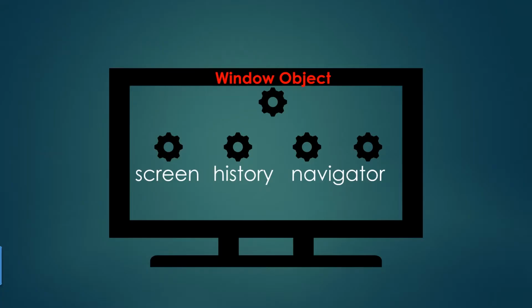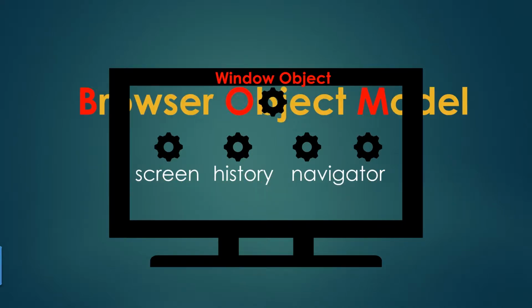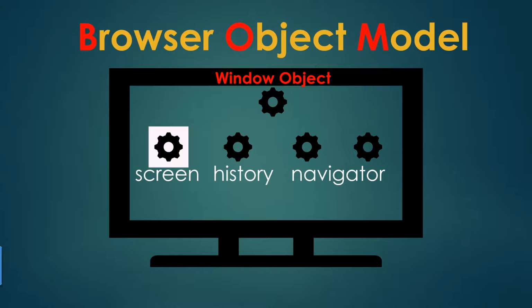Cool. In the last lesson, we learned that browsers contain objects. We call this the browser object model, in short, BOM. We learned that the window object is the main object of a browser, and we learned three objects which belong to the window object: screen, history, and navigator. They are the properties of the window object, so we could access them using dot notation, like window.screen, window.history, window.navigator.